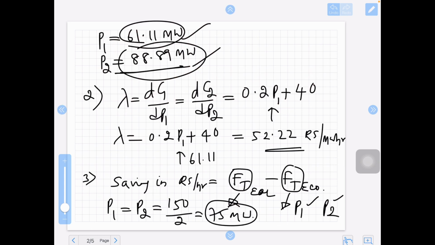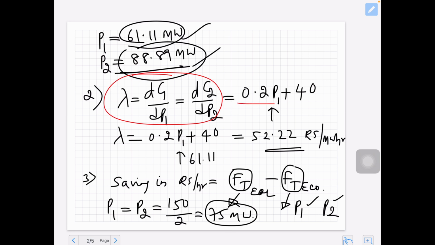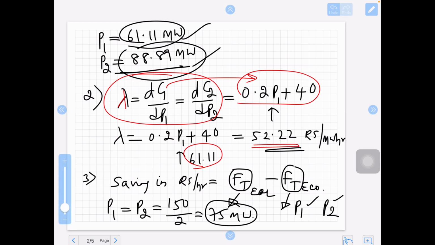Thereafter, we have this condition. In this, I have substituted for dC1 by dP1. Here we have to find the lambda value. P1 is already known, 61.11 megawatts. If you substitute, you will get the lambda value, that is the incremental fuel cost. After that, we have to find the rupees saved when you compare equal load sharing and economic load sharing.